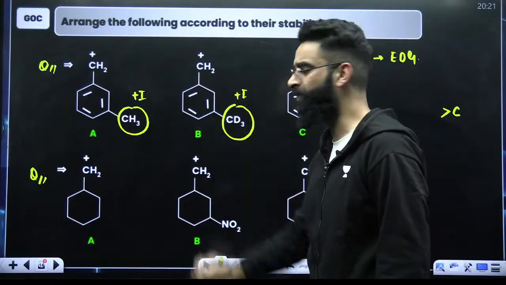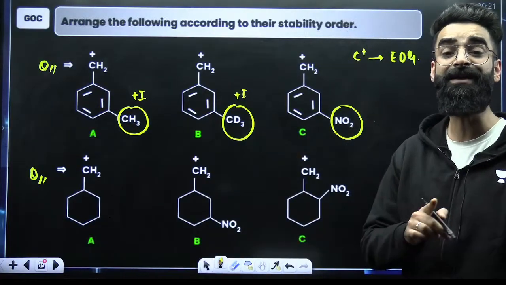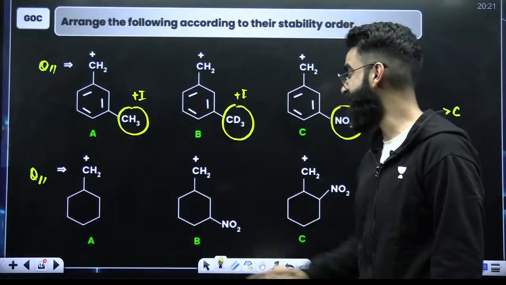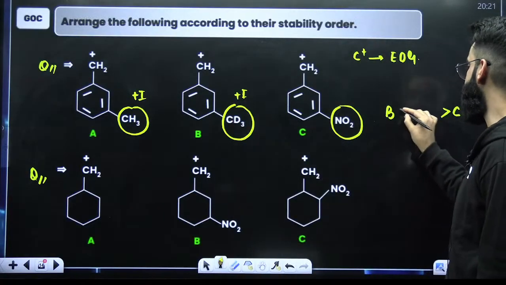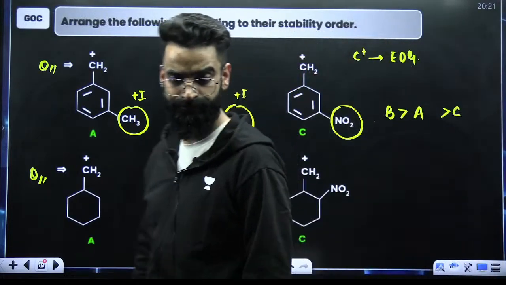Now, which one shows more plus I, CD3 or CH3? In the series of plus I, CD3 has got more plus I. More plus I means more stable, right? So B is maximum stable, followed by A, followed by C. Is this clear?